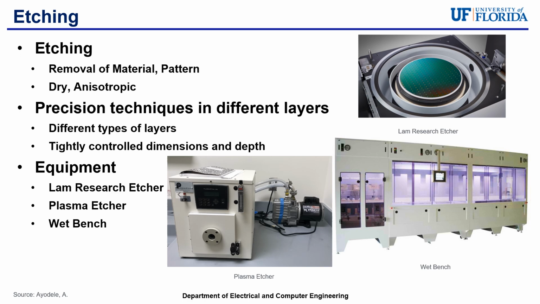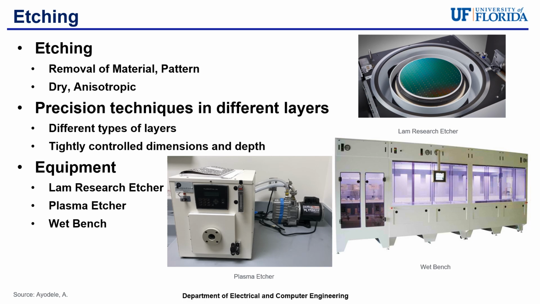Precision is vital in etching because we need to create various layers on the chip with tightly controlled dimensions and depths. Each layer serves a different function in the semiconductor's final structure. To achieve this precision, manufacturers use specialized equipment. The Lam Research Etcher is one such piece of equipment designed for precise etching. Another piece of equipment is the plasma etcher. It uses plasma to remove materials in a controlled way.